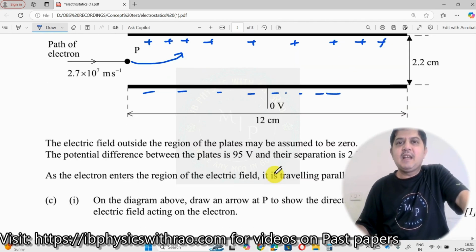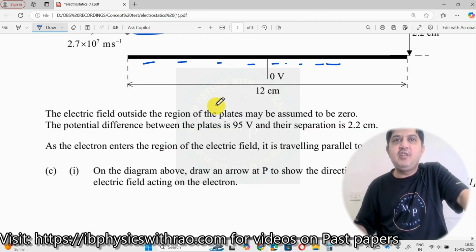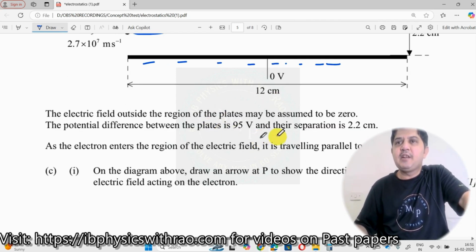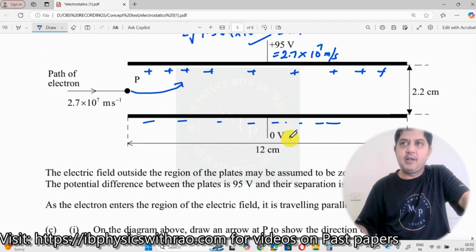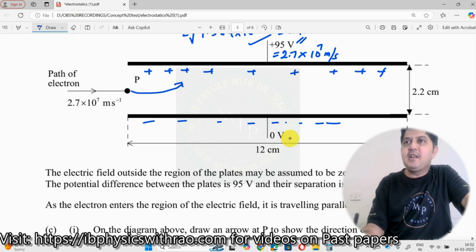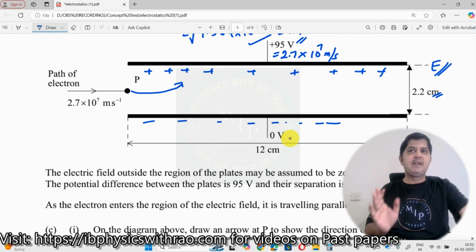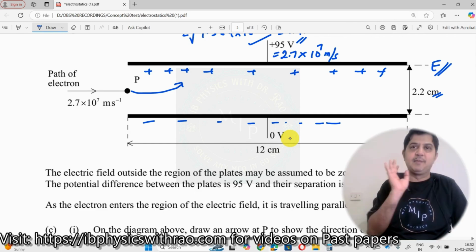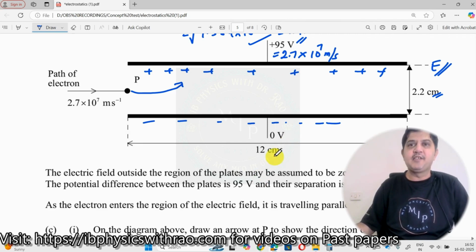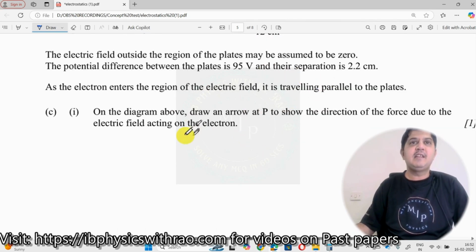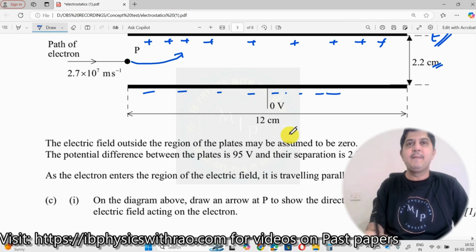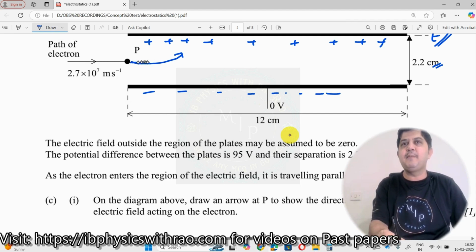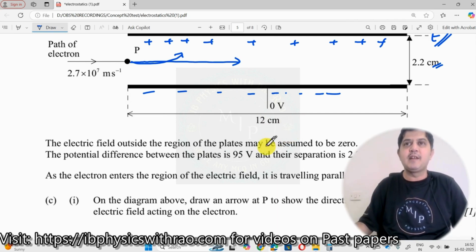The electric field outside the region of the plates may be assumed to be 0. The PD between the plates is 95 volt and the distance of separation 2 centimeter. See, if the value of V is given and d is given, then you can find out the value of E. So always remember, if he gives you something, that means he is asking you to do something. So you can easily determine this. Then as the electron enters the region of the electric field, it is traveling parallel to the plates. Now the electron enters it, it is traveling parallel to the plates. It is not going towards it. Let us see why.